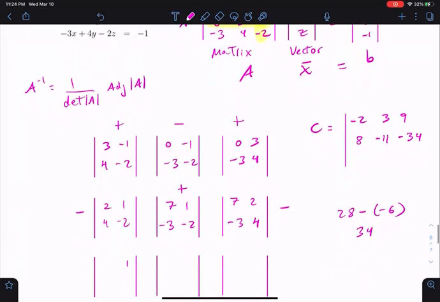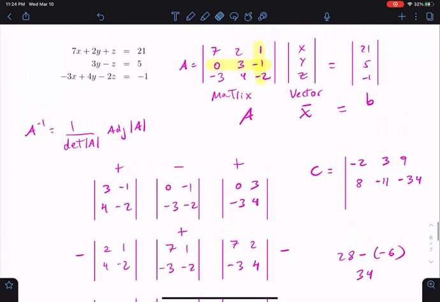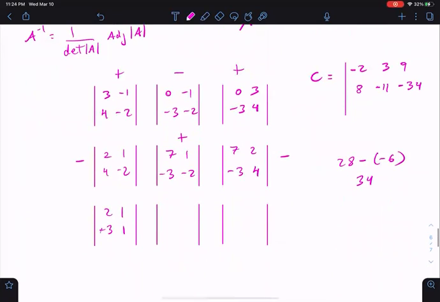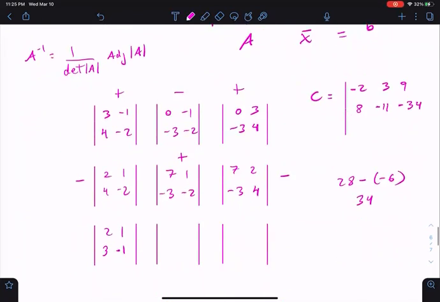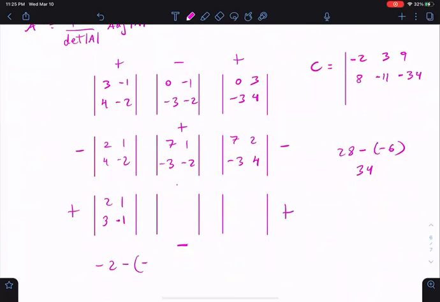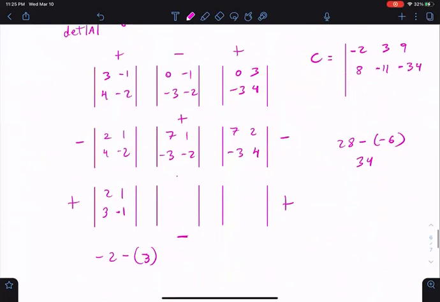Now let's compute the last three elements. What's the cofactor of -3? The cofactor is this: 2, 1, -3, and 1. Actually, it was the other way around. So this one is the cofactor of -3. Let's compute that. We got -2. Don't forget your sign: this is plus, minus, plus. So this is -2 minus 3, that's -5. So that's that entry here.